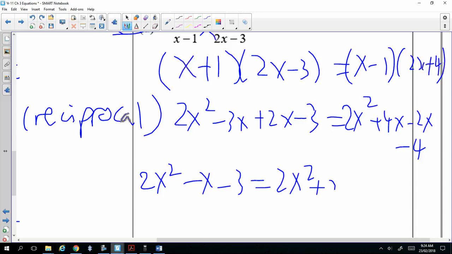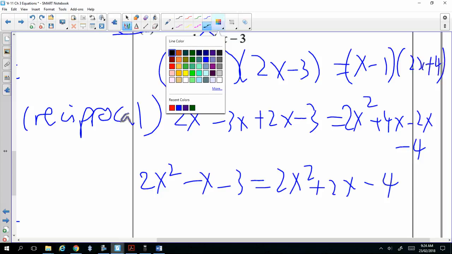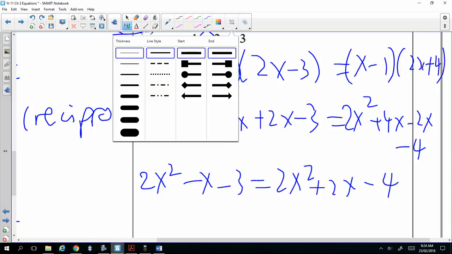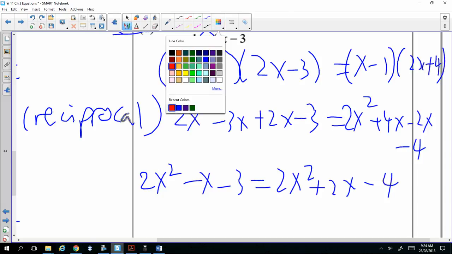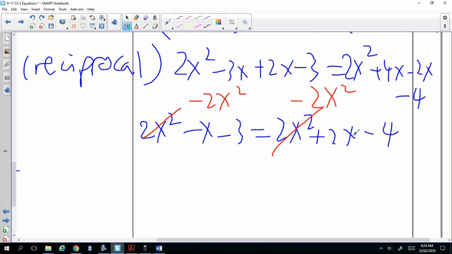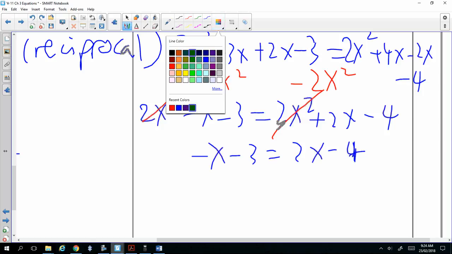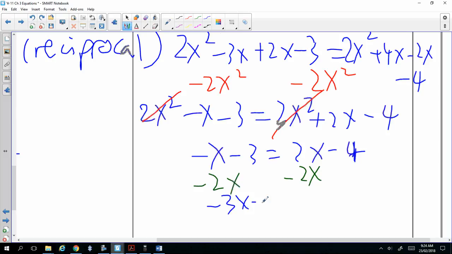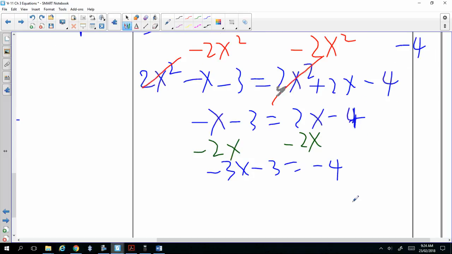And then you can get rid of the 2x squared on both sides. Because they're the same, it's like subtracting both sides by 2x squared. And then you end up getting negative x minus 3 equal to 2x minus 4. Then you have to minus 2x on both sides. So you end up getting negative 3x minus 3 equal to negative 4. And then negative 3x equal to negative 1. So x is a third, is your final answer.